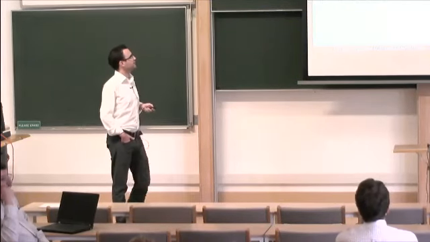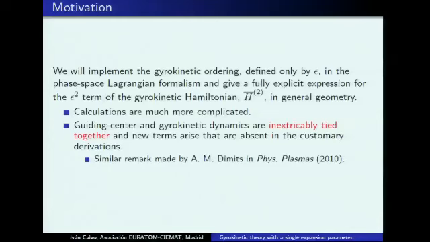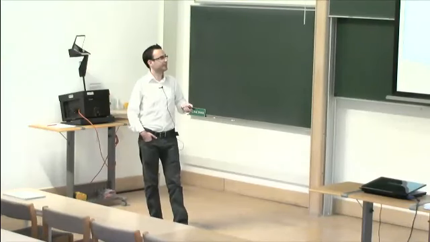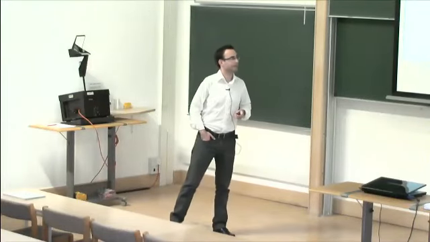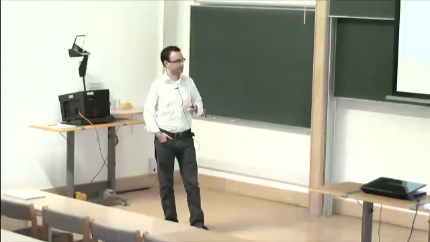We'll implement the previous gyrokinetic ordering, which is defined only in terms of epsilon, in the phase-space Lagrangian formalism. Carry out the computation of the phase-space Lagrangian up to order epsilon squared. And in particular, we will give a fully explicit expression of the second order Hamiltonian in general geometry, of course. We'll see how the calculations and the results are much more complicated when one carries out the expansion this way, the orderings this way. And we will learn basically that if one wants to implement strictly the gyrokinetic ordering, guiding center and gyrokinetic dynamics are inextricably tied together, and new terms appear that are absent in the customary derivations.